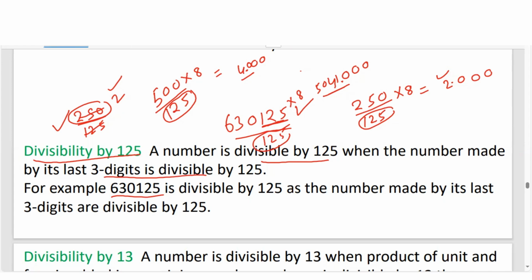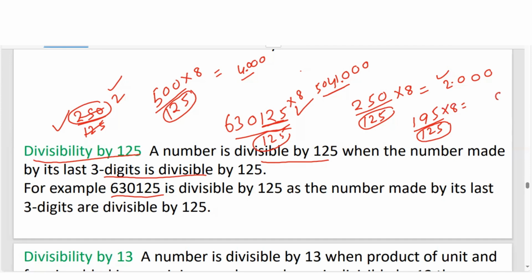Suppose I am writing here 195 by 125. You want to check whether this number is divisible by 125, or we want to divide this number. If you want to divide this number, the logic is what? No need to divide basically. Just multiply this number by 8.